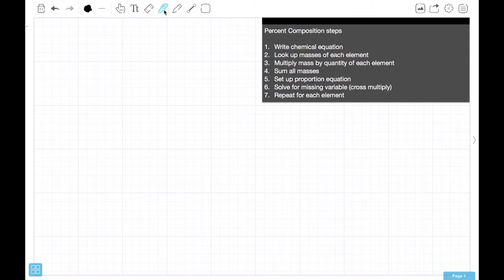Okay, so this is part one of my percent composition videos. And in this, I'm going to find the percent composition of each element in copper bromide. Let's write that up here. Okay, so step one says write the chemical equation.